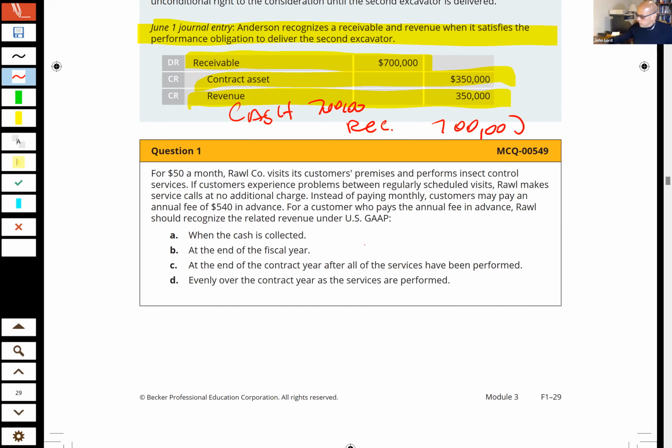Okay, it looks like most of us have had a chance to answer this, so I'm going to end the poll here. Most of us got this right. This is something that is going to be recognized over time as you provide the service.